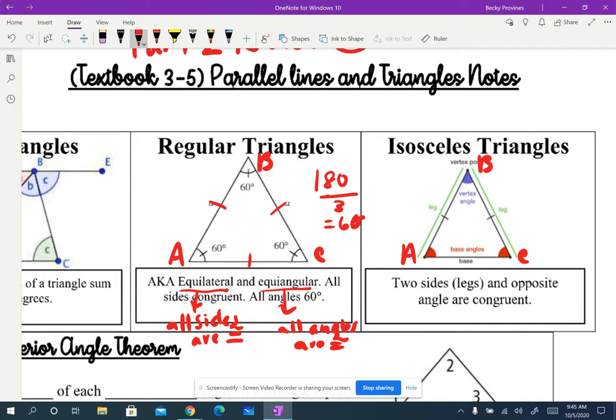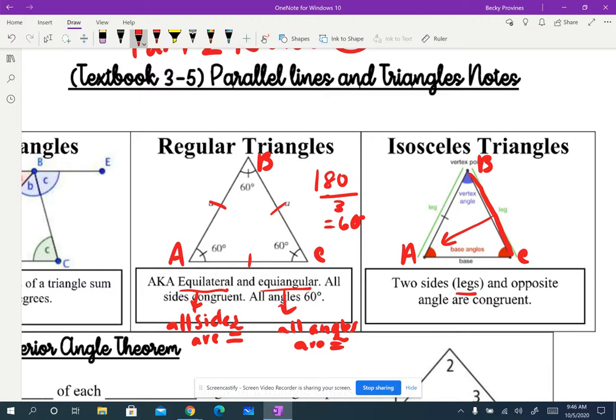Now, when you move over to isosceles, this means you have at least 2 of the sides, which are called legs, that are equal. And then across from those sides are equal angles. So I put letters on here so we could talk about it with ease. If I'm looking at side AC, what angle is across from it?